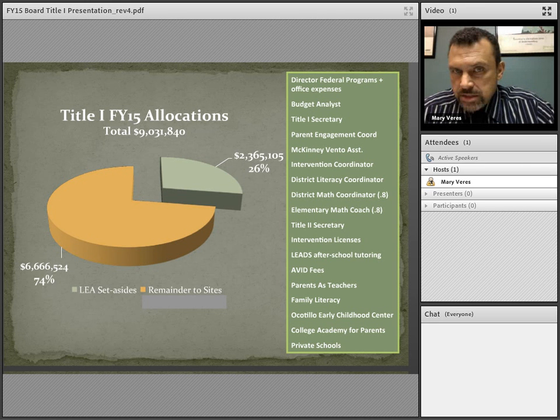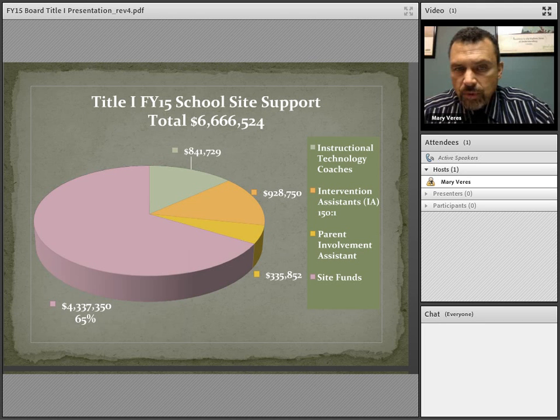on those areas that you see, which we call the district set-aside, that first level. So my office, the budget analysts, secretaries, and you can see the list that goes down, our math coordinators, some secretaries, Title II secretary, interesting because you can't use Title II to have clerical staff, so we pay that out of Title I. Some intervention licenses, AVID support, family literacy, as well as the remainder to the private schools. So 74% actually go directly to our schools for support.